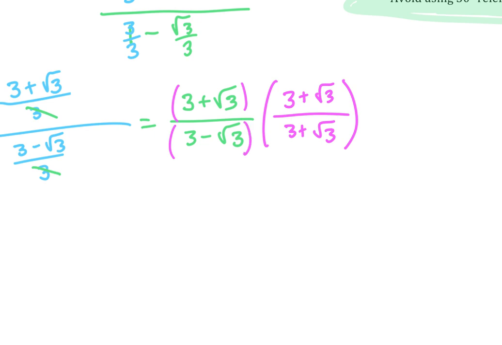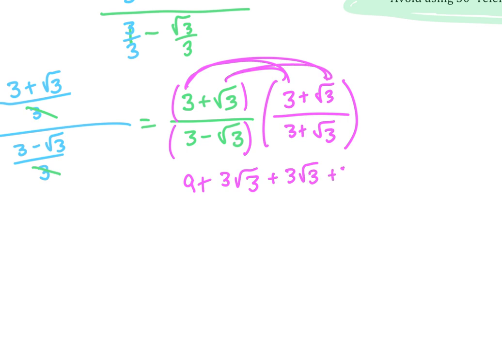So we're doing first, 9, good, plus outside, good, 3 root 3, and then inside, yep, 3 root 3, and then plus 3. Beautiful. All over, I'll give you a second to kind of think about that and process that and write all of that out.